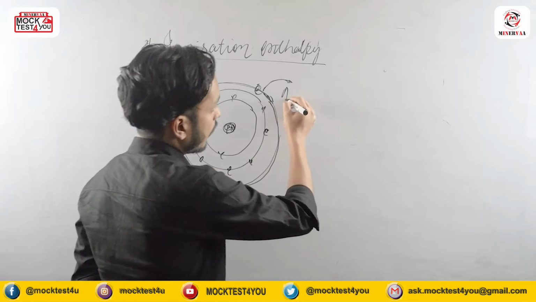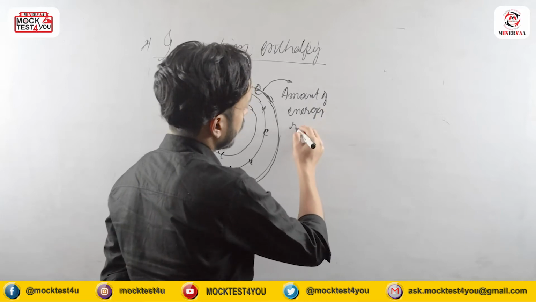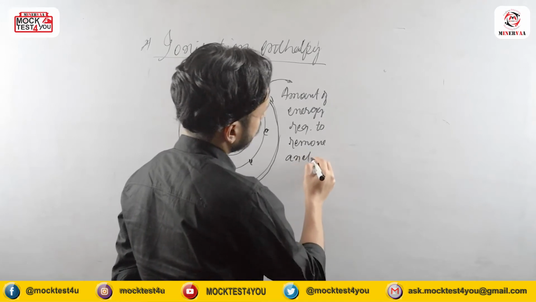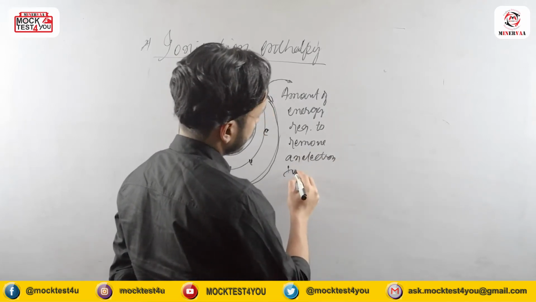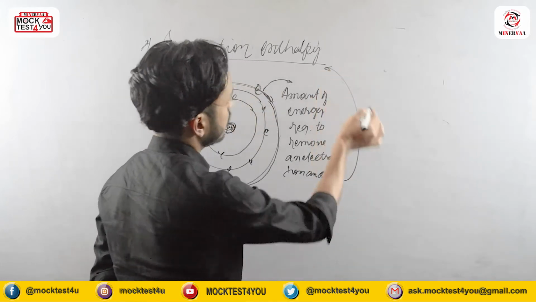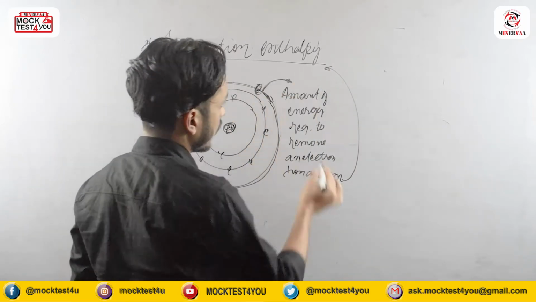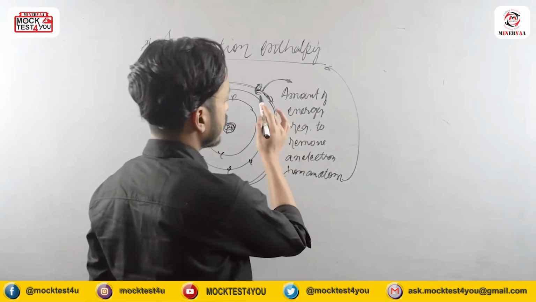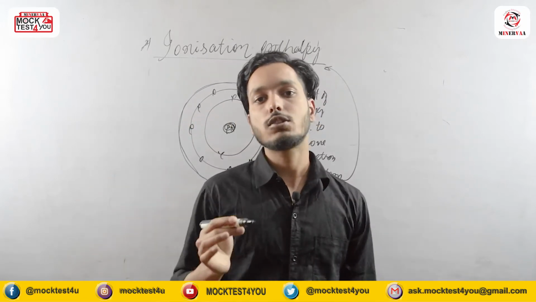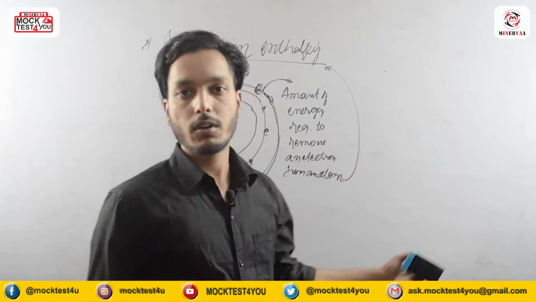So whatever amount of energy is required to remove an electron from an atom is called ionization enthalpy. I hope you have understood this. How much energy will be required to remove an electron from an isolated gaseous atom? The amount of energy required to remove an electron from an isolated gaseous atom is called ionization enthalpy or ionization energy. I hope you have understood this.